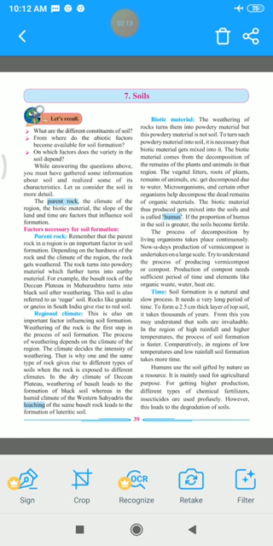Same page number 39, biotic material. The weathering of rock turns it into powdery material, but this powdery material is not soil. Something further has to happen so that it gets converted into soil. So just remember, first the rock, due to weathering, turns into powdery material, and then what further happens so that we get soil? Let us study this para.